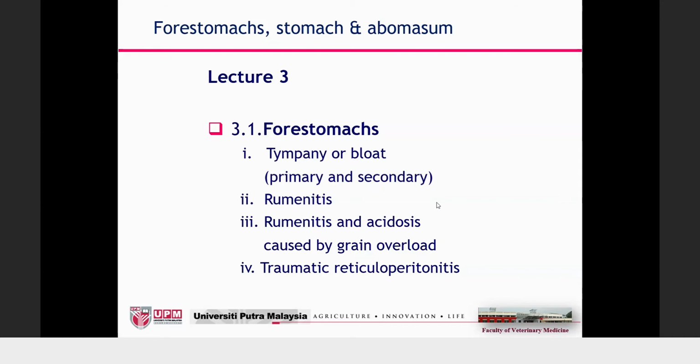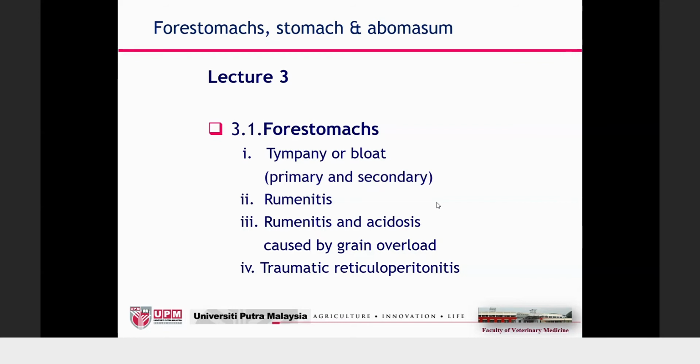Like the other organs also, inflammation is important. And for the stomach, inflammation of the stomach, particularly referring to the first stomach of ruminants, we call it ruminitis. And many times, ruminitis can be associated with grain overload. That's why we have ruminitis and acidosis caused by grain overload.